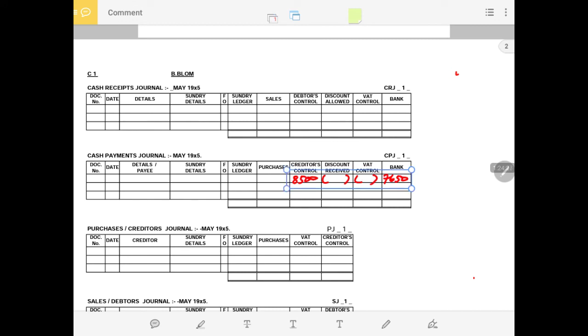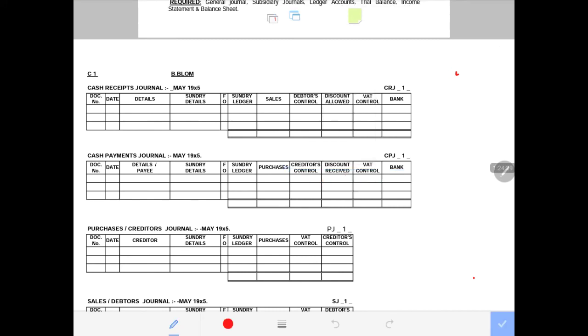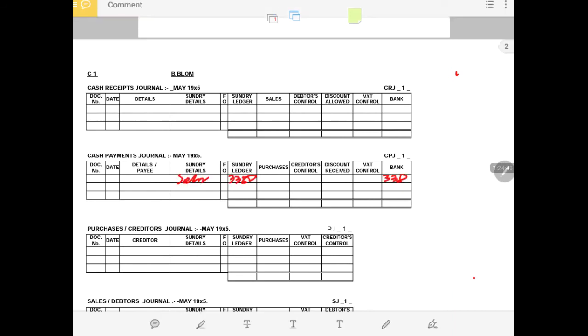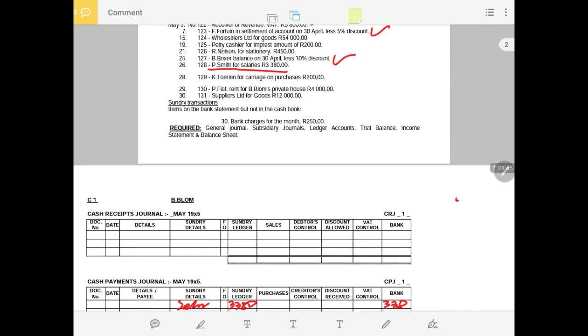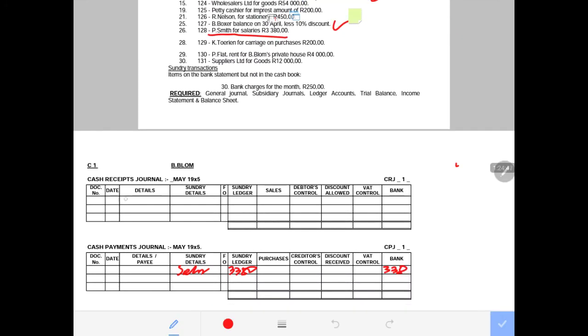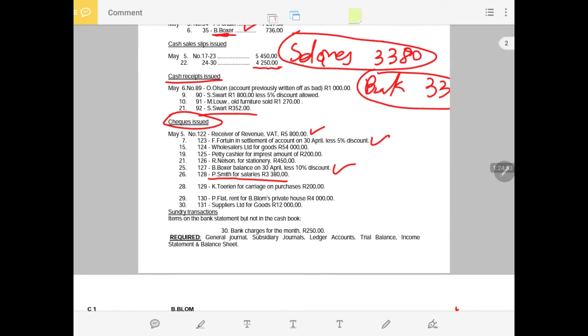Just erase the previous calculation. Erase, this means under Sundry Ledger we record 3,380, under Bank 3,380, under Sundry Details this will be salaries, under Payee, who are we paying? We need to go and check. We're paying P. Smith, so under Payee we write P. Smith, and you write your date as it's supposed to be.